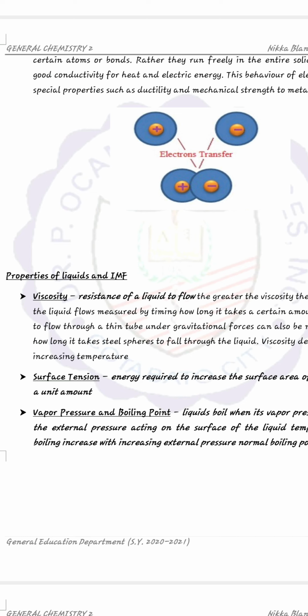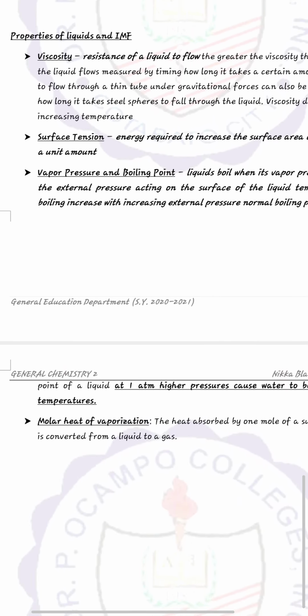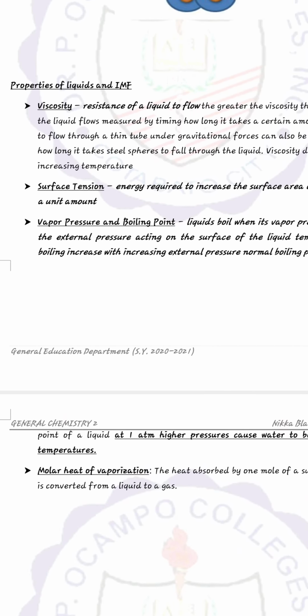So not only liquids but also the intermolecular forces. So as you can see, there are one, two, three, four properties of liquids. In lesson 3, I will be discussing the properties of solids. Okay, so let's differentiate between the properties of liquid and the properties of solid later on.